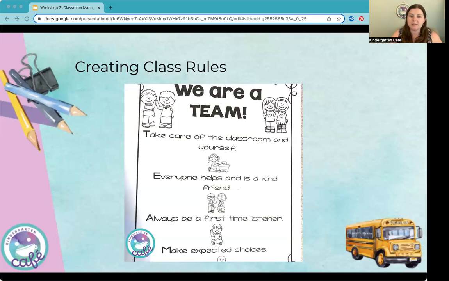And you can't just say these rules and then leave it at that. You want to get specific about what it means. And that's where social skills come in. That's where social emotional learning comes in. So it's not a one and done thing.